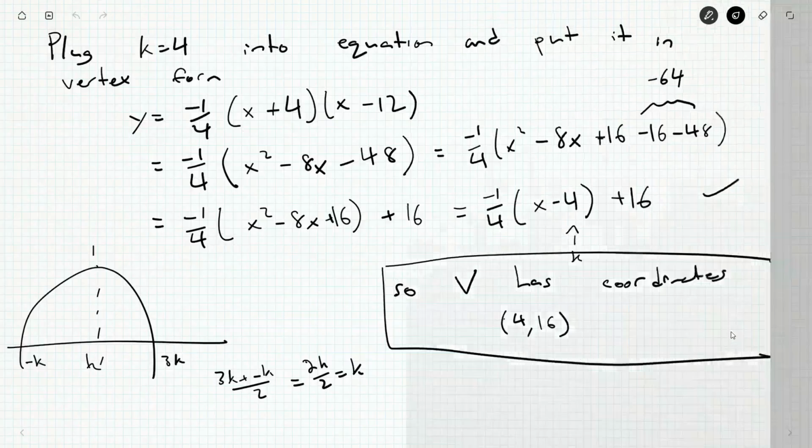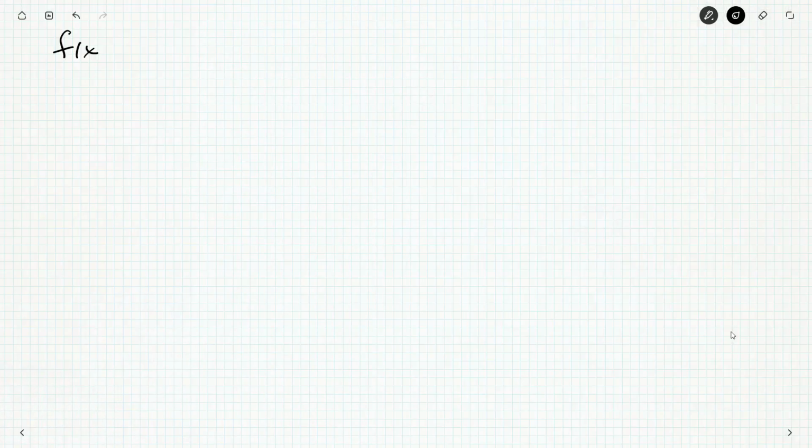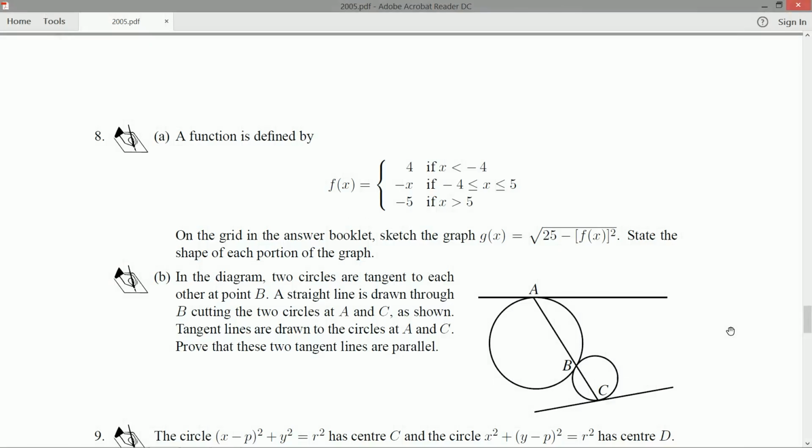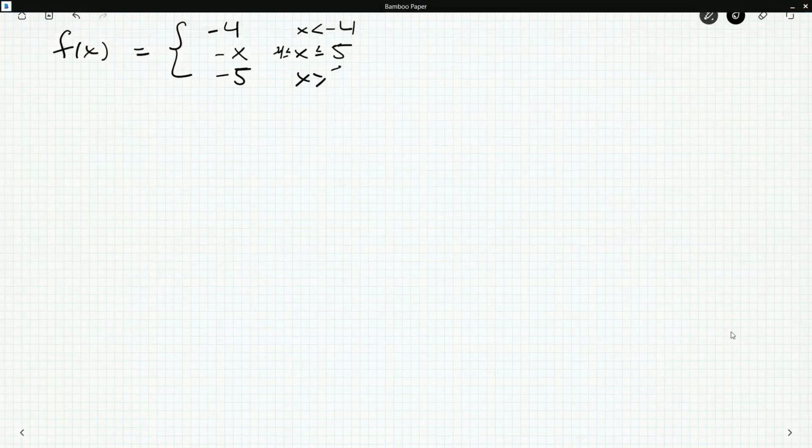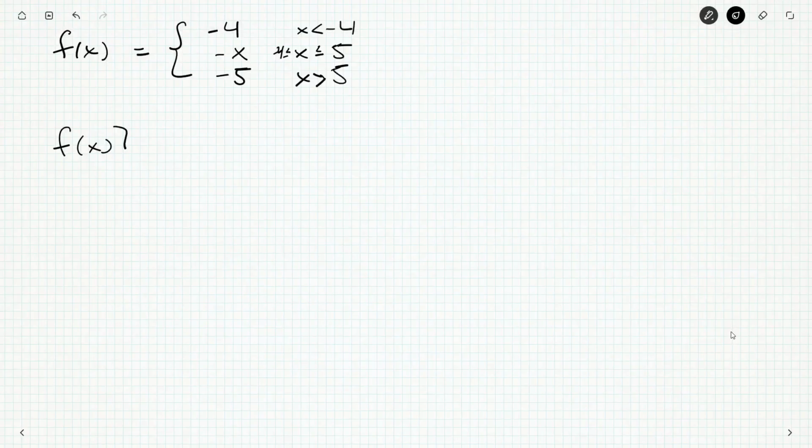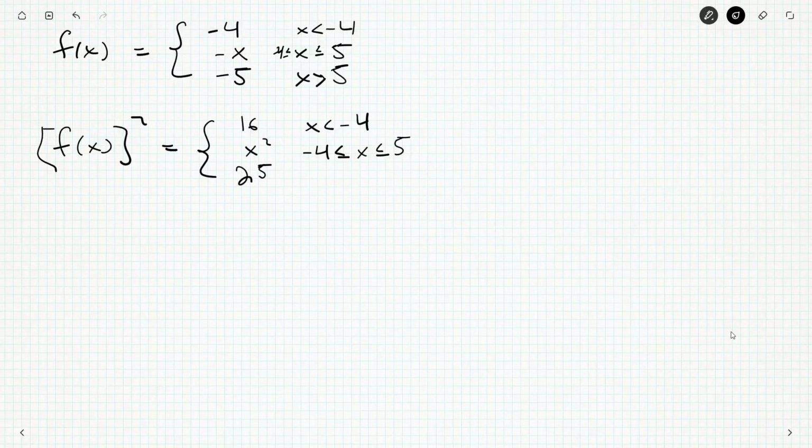So, fresh piece of paper, obviously. Let's get our f of x, we'll just copy it down. Negative 4 if x is less than negative 4. Negative x if x is between negative 4 and 5. And then, what was it? Negative 5 if x is greater than 5. Okay. So from there we can say, well, f of x all squared. I just need to square these results. So when x is less than negative 4, f of x is negative 4, so negative 4 squared is 16. Negative x squared is just x squared. And negative 5 squared is just 25. So we can very quickly build up what f of x squared is.